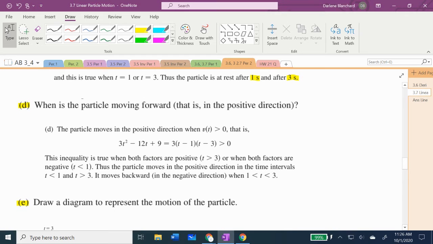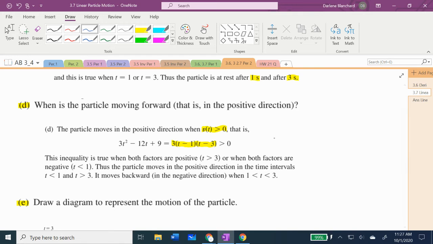Now, moving on to part D. When is the particle moving forward or moving in the positive direction? And if you recall, that is when velocity is positive. So you're going to take what you already did with factoring velocity, and when you solve the inequality, some of you have forgotten how to solve inequalities when you're dealing with polynomials. I get it, so I'm going to talk through it.